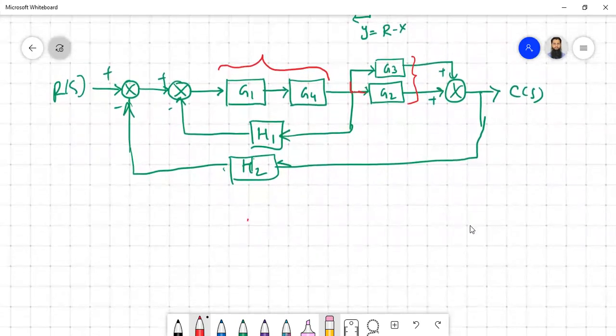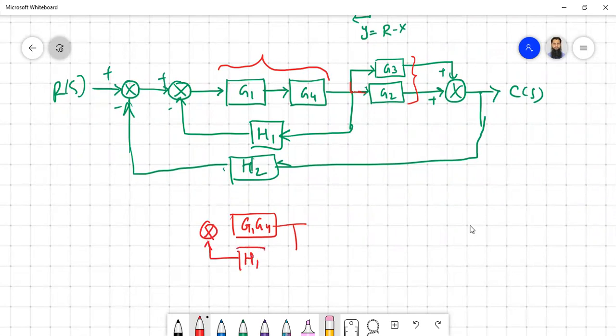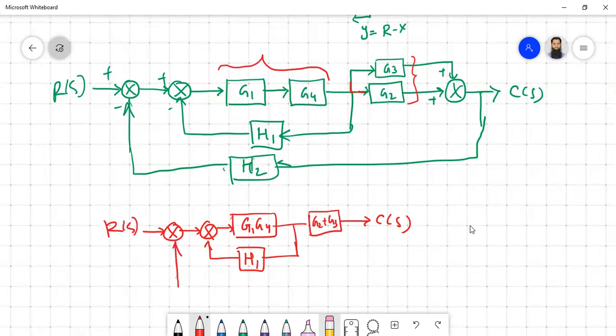So basically G1 and G4 are multiplied together. Then we have a negative feedback with H1. Okay, and these two will be added together. So this is your G2 plus G3. Then it is going to your output. Then from output, we'll have another feedback. So this is your R(s) now with the feedback with H2.